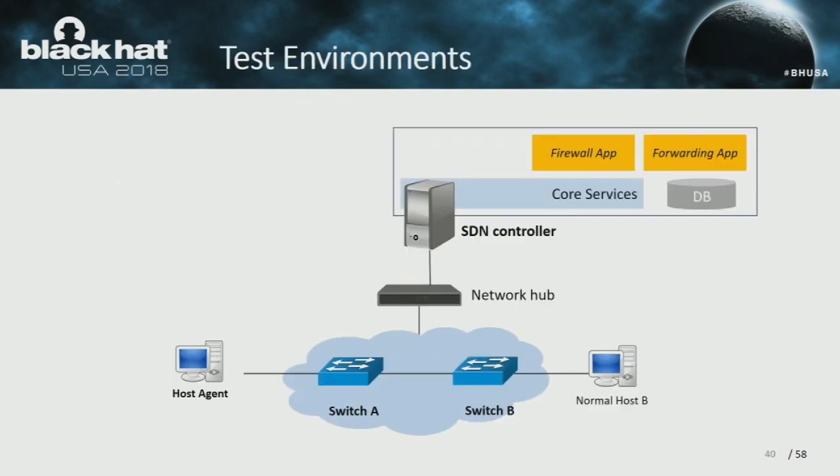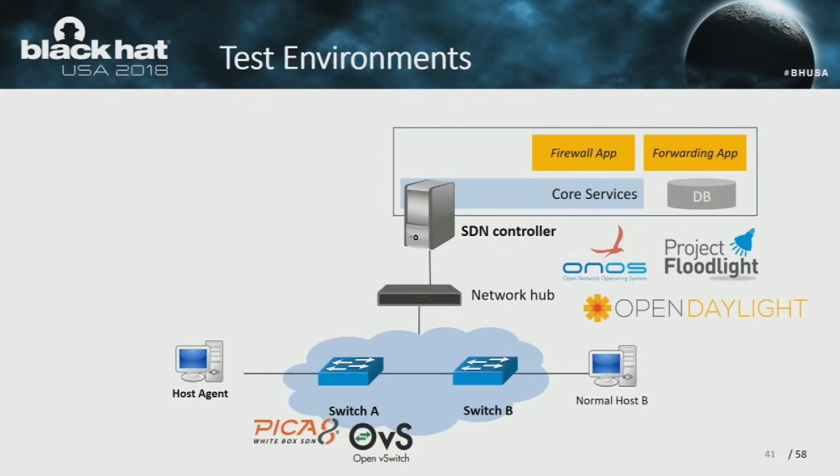For the demonstration, we set up a simple test topology with 2 switches and 2 hosts. All the switches support 2 OpenFlow versions, OpenFlow 1.0 and 1.3, and each one is physically connected to an SDN controller. In the case of the SDN controllers, we tested ONOS, OpenDaylight, and Floodlight. And for the OpenFlow switches, we tested Pica8, which is one of the hardware switches, and Open vSwitch, which is running on a virtual machine.